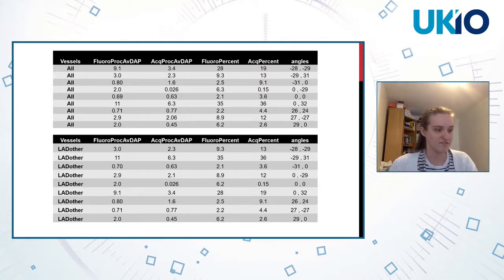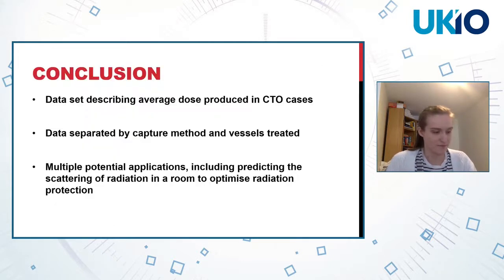Generic directions you can see both for all vessels and LAD other. They're the same regardless, but you can see that the doses for each angulation vary depending on the vessels treated. So just to quickly sum up, we produced a data set that describes the average dose produced during chronic total occlusion cases over the past 2 years at our hospital at all commonly used views, separated by image capture method, so fluoroscopy and acquisition, and the vessel treated.